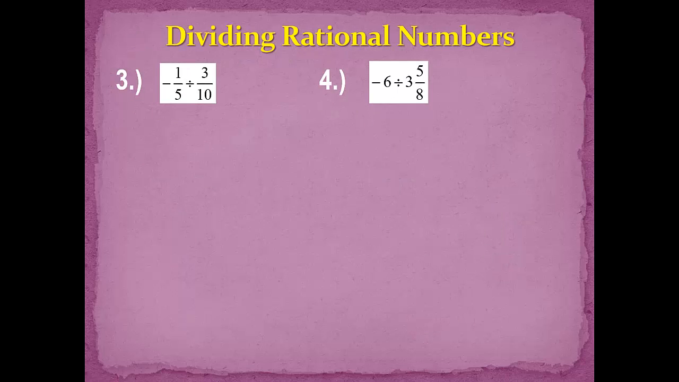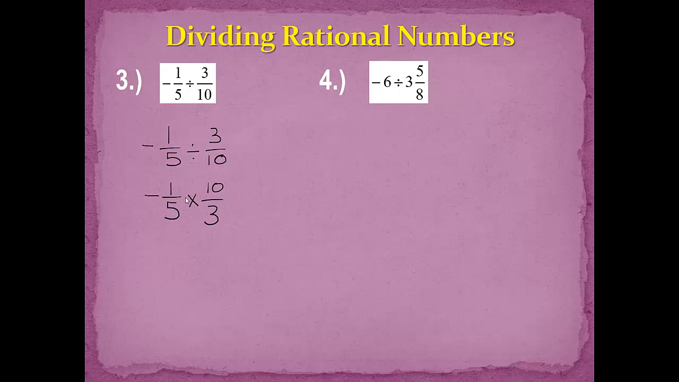Now we're going to look at dividing rational numbers. So for number 3, we have negative 1/5 divided by 3/10. When we divide fractions, we're going to multiply by the reciprocal, which means that we'll change our division to multiplication, and we'll flip the second fraction over. So I have negative 1/5 times 10/3.